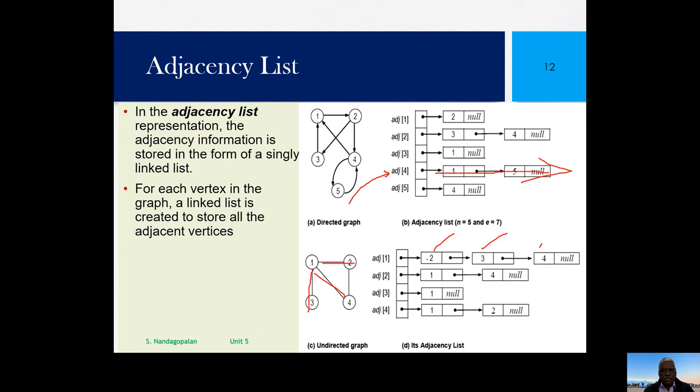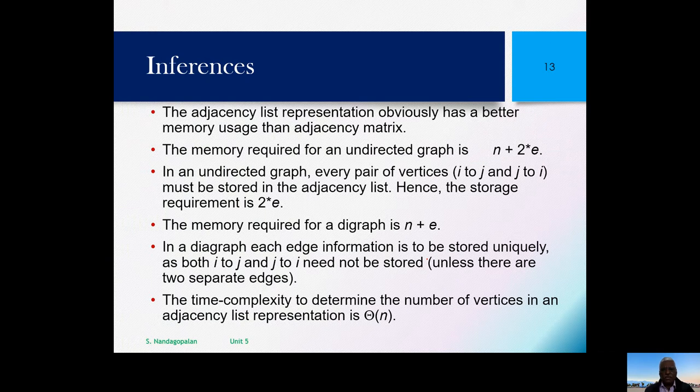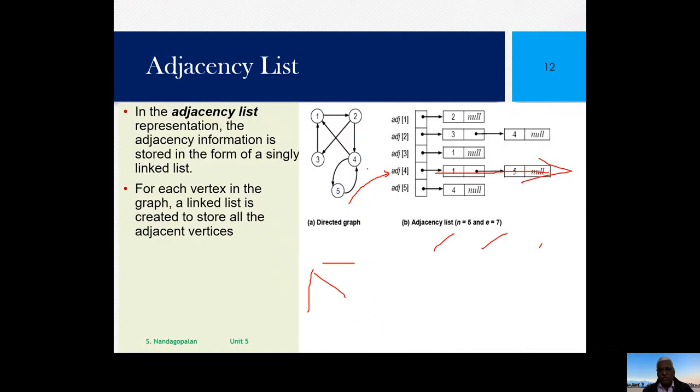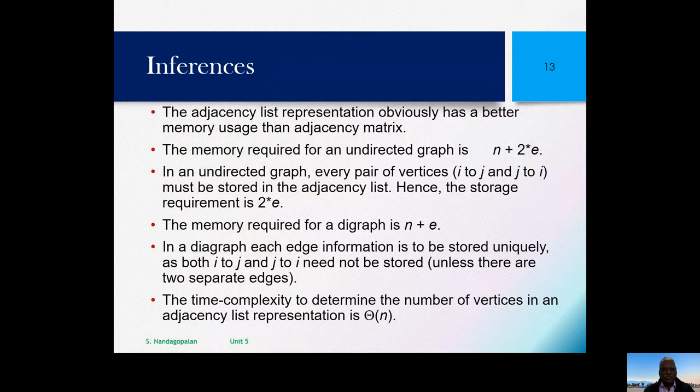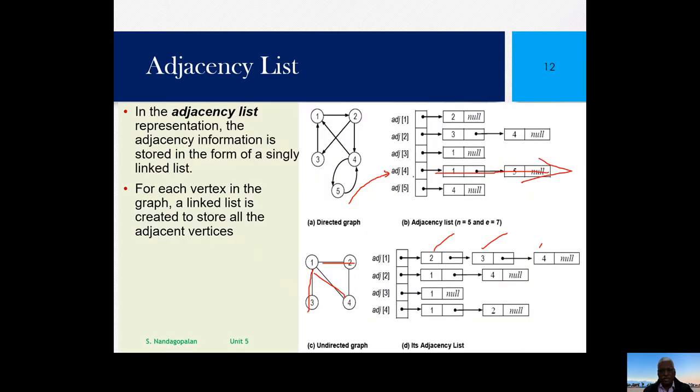Now the third way is, before that I think we will get some inferences because we can compare the representation of adjacency list with respect to adjacency matrix. So these are some of the takeaways. The adjacency list representation has better memory usage because the adjacency matrix is always n square. You can see here it is n by n, but here it's not like that. So in terms of memory usage, yes, it is better than adjacency matrix. The memory required for an undirected graph is dependent on E again, because we store the edge information in this. So N is nothing but this array, because this is a must. So we need N number of locations plus these edges.